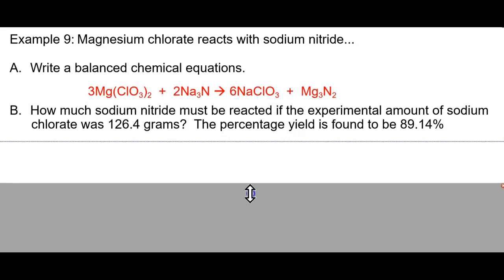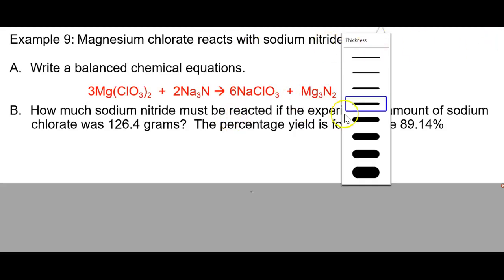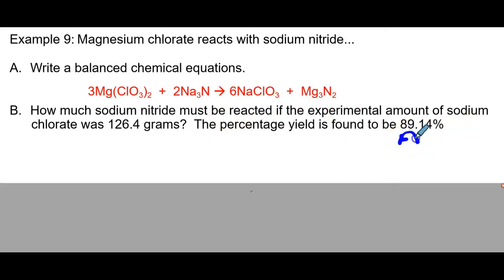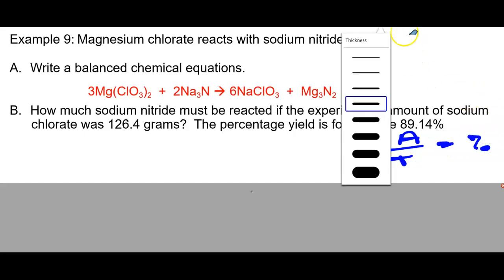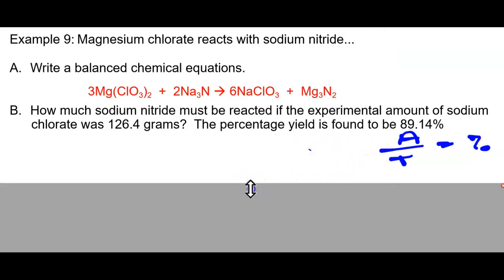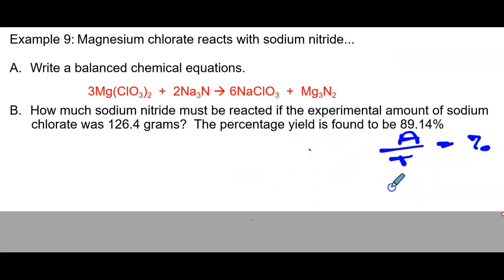So I have read the word percentage yield. Then I need to think through what I need to write. When I read the word percent yield, I need to write A over T equals a percent written as a decimal. Let me get my marker to be less thick because I already write horribly. So A over T equals our percent, which must be written as a decimal, 0.8914.